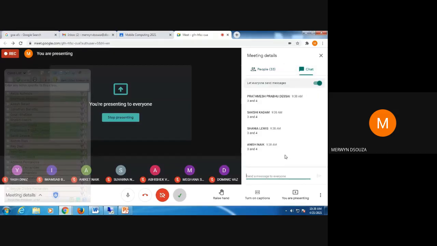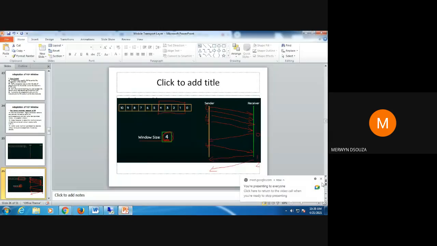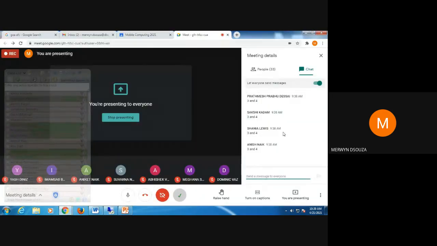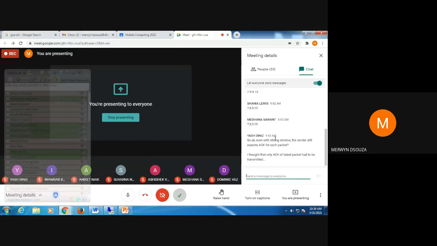Yes, students, can you try? Suppose the receiver has sent the acknowledgements 3, 4, 5, 6. Then which packets can the sender send? I hope you all are sitting with a notebook and working on it. Yes, correct. So it can send the packets 7, 8, 9, 10.